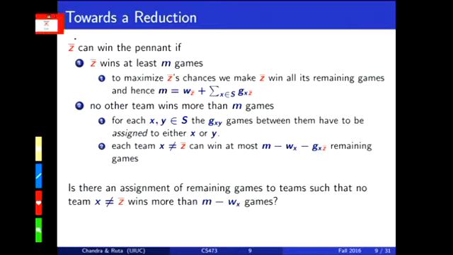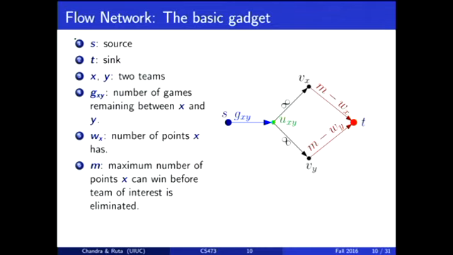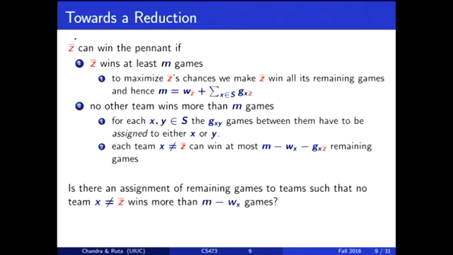Okay, this will become clear when we look at an example. All right, so we get the idea, right? We look at a team, we look at how many games it can win. It should not win more than Z, and we know already how many Z will win. It is M, we are given M because it has won all the remaining games.